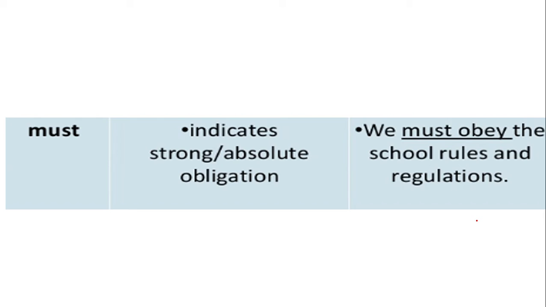That's the would like. Last and the most important, must. It indicates strong, absolute obligation. Now someone is doing this and we oblige him that you must not do it, or you must do it, you have to do it. We must obey the school rules. It is absolute obligation that we have to. We must obey the school rules and regulations.